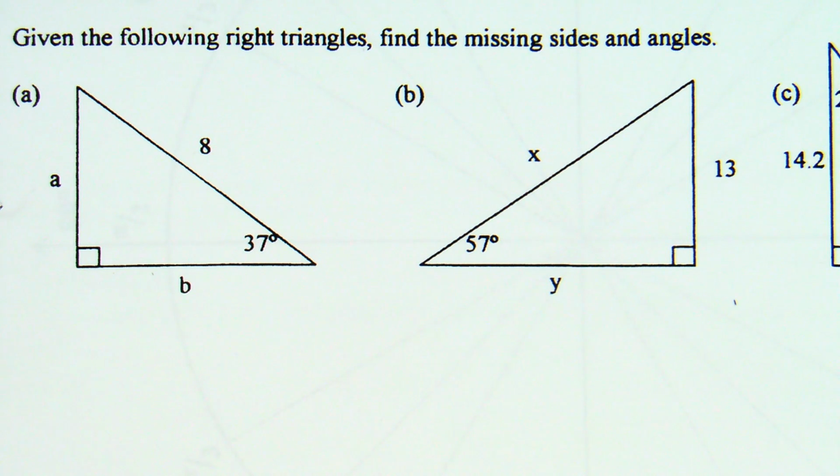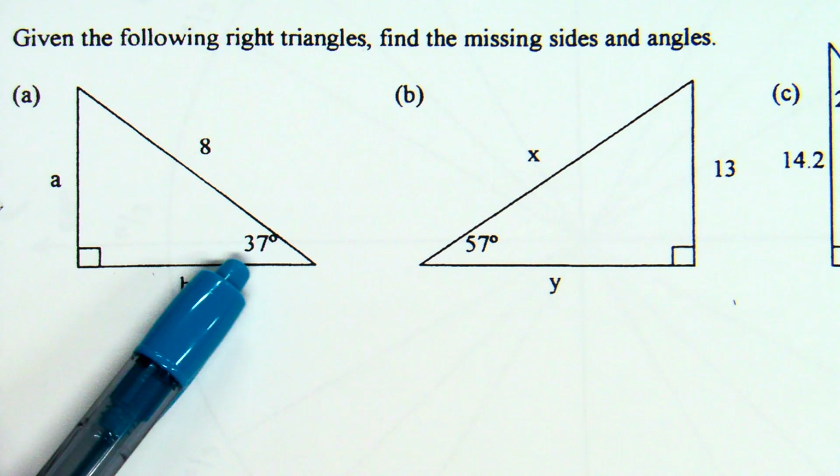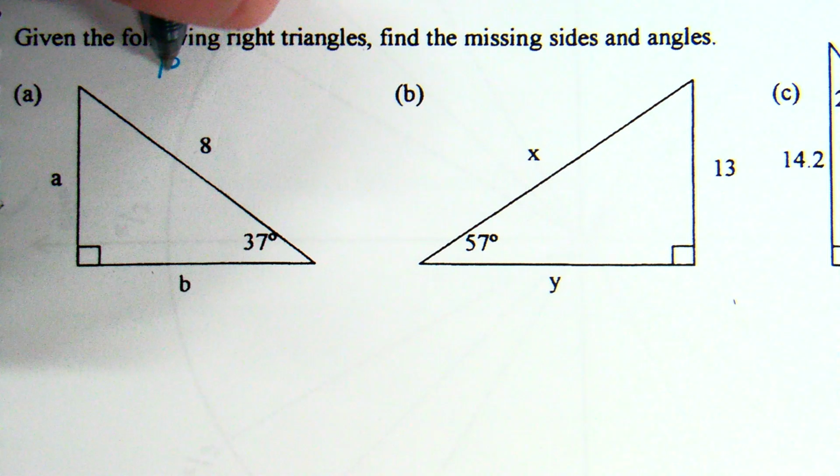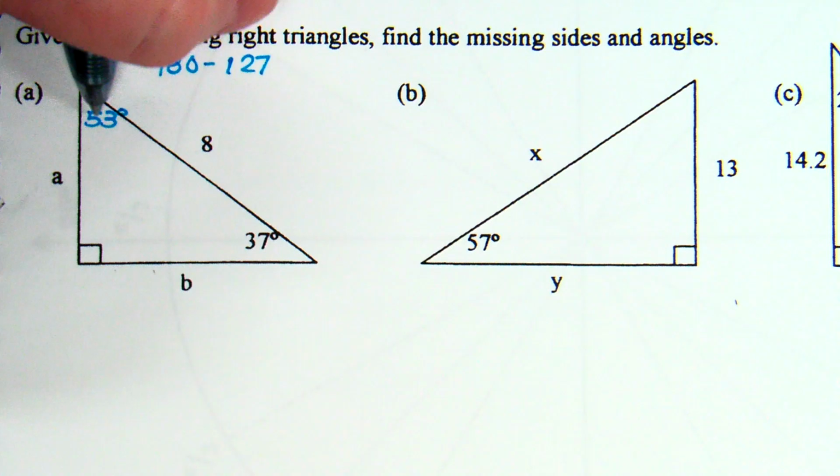Here's 90, here's 37. 90 and 37 is 127. So 180 minus 127 is going to be 53 degrees. That's my missing angle.